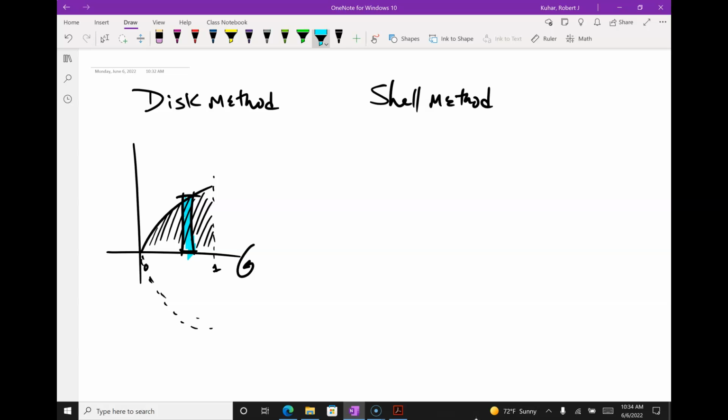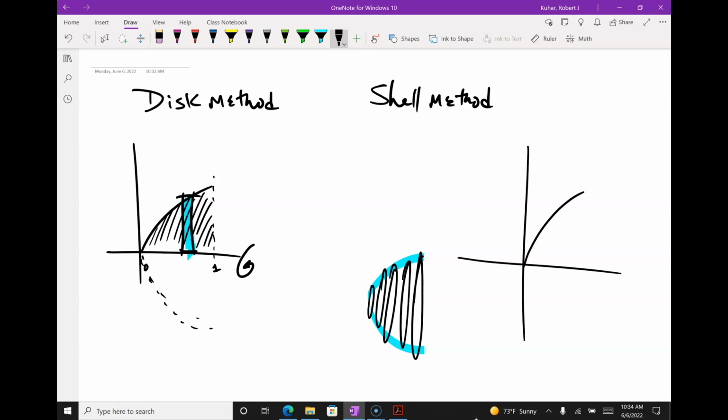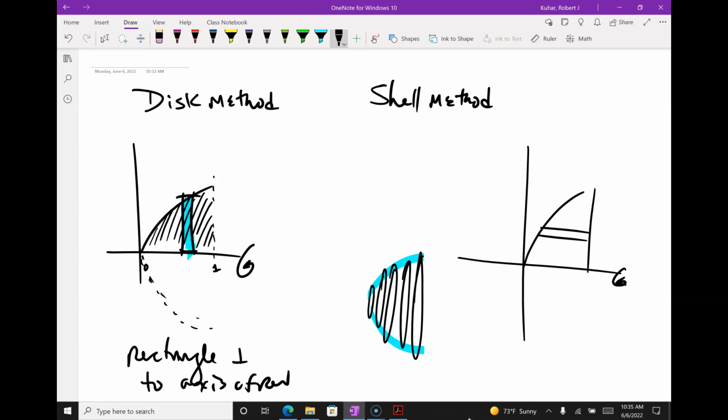And so after I rotate it, I've got that solid piece. If it were hollow, it would look like a cereal bowl, but it's solid. So I'm taking that area and rotating it around an axis. The disk method rotates perpendicular; the rectangle will be perpendicular. And the shell method has to be parallel. So the rectangle is perpendicular to the axis of revolution in the disk method, and parallel in the shell method.